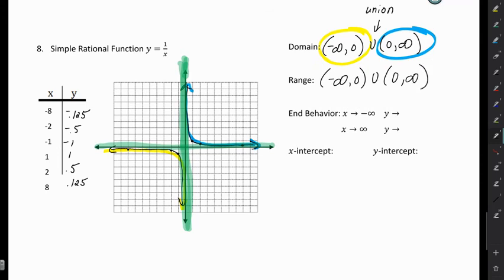In end behavior, what is happening as we go left? What number are we getting closer to? Well, we're getting closer and closer to zero. And what's happening to this graph when we go to the right? We're getting closer and closer again to zero. There is no x-intercept and there is no y-intercept.